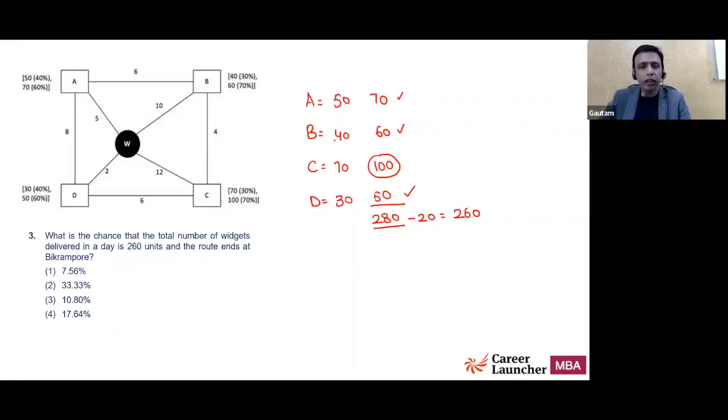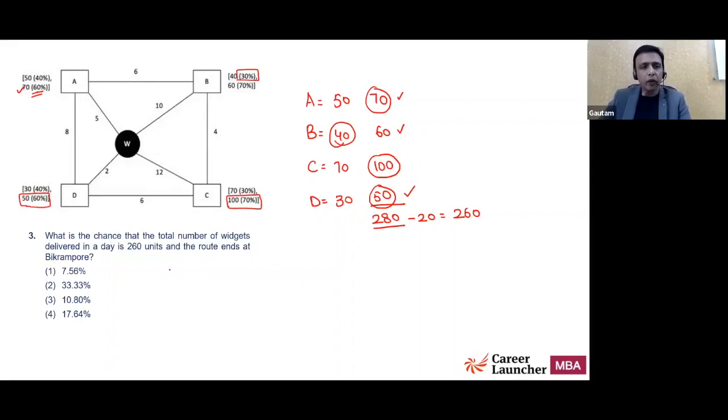So the route has to end up at Vikrampur, so it has to have a demand of 40. So logically, bache, this would be the respective demand of the 4 locations. A must have a demand of 70, which has a probability of 0.6 or 60%. B must have a demand of 40, that has a probability of 30%. C must have a demand of 70, with a probability of 70%. And D would have a demand of 50 with 60%.